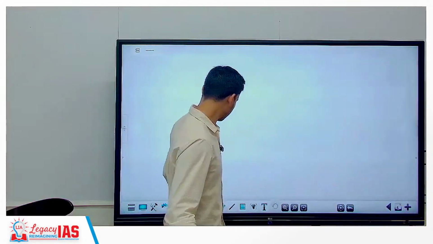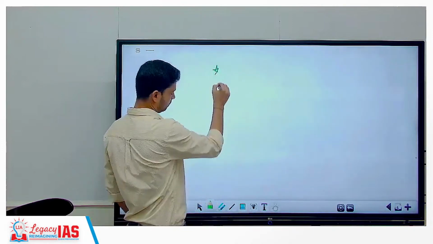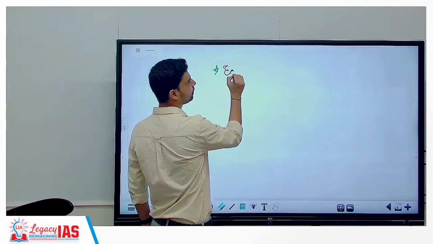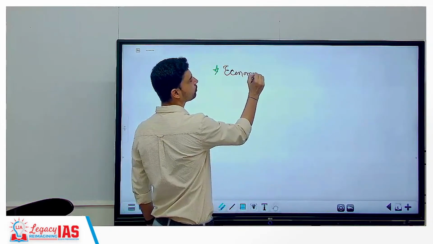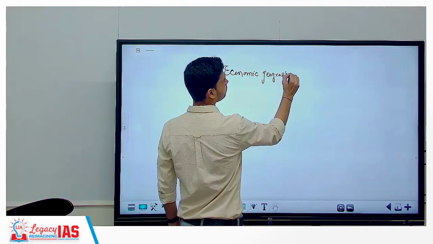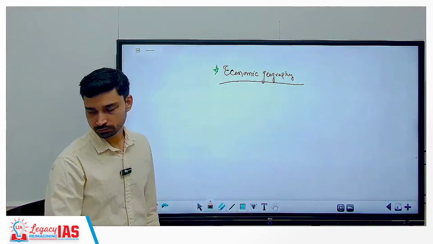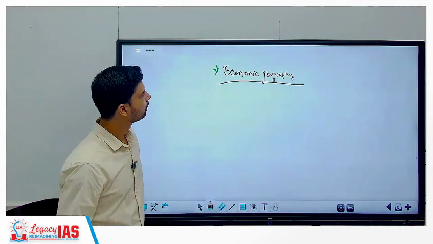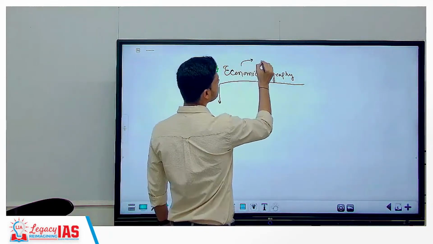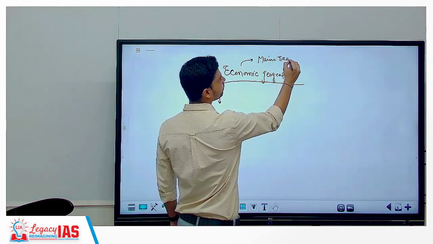Next we have, which part of geography? We have discussed Indian geography, physical geography. Third important is economic geography. Again, this topic is relevant largely from the mains examination perspective.